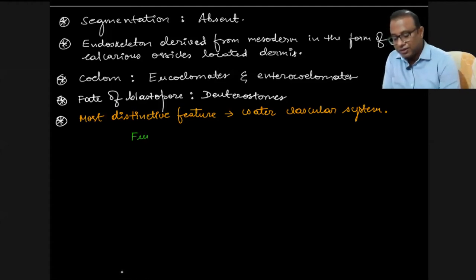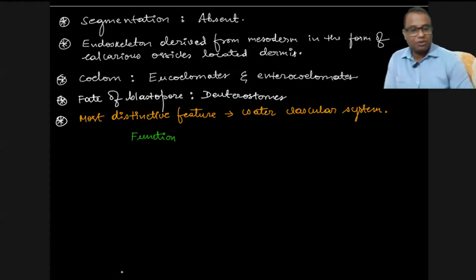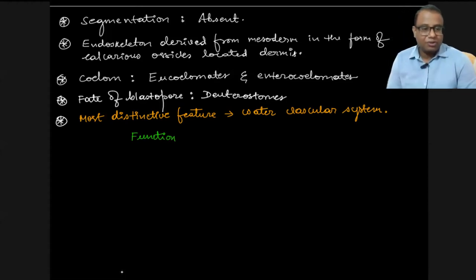The functions are, see, this water vascular system is almost similar to the canal system of sponges. It takes water from its surrounding, because both poriferans and echinoderms are exclusively marine. There is water around them, so it takes water from the surrounding and flushes that water through the animal body. In sponges it is the canal system, here it is the water vascular system, and then the water exits from the animal body. In sponges it exits through the osculum; in echinoderms it exits through tiny tubes called tube feet. Is it clear to you?